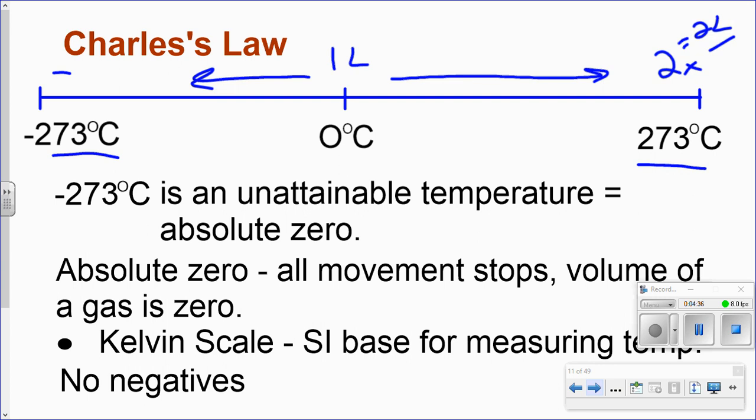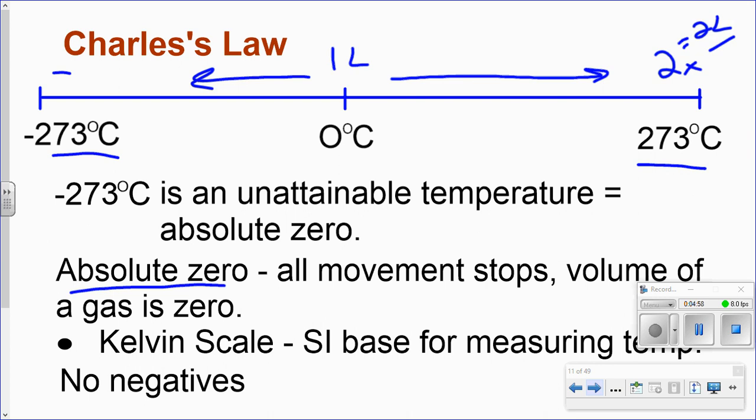And this is a theoretical point. This is a theoretical temperature. We've never got down to negative 273 degrees Celsius. We've gotten very close with special instruments, but we've never gotten this cold. So absolute zero is a point, which is a temperature at which all matter stops and the volume of a gas is zero. Now, it takes up no space at all.